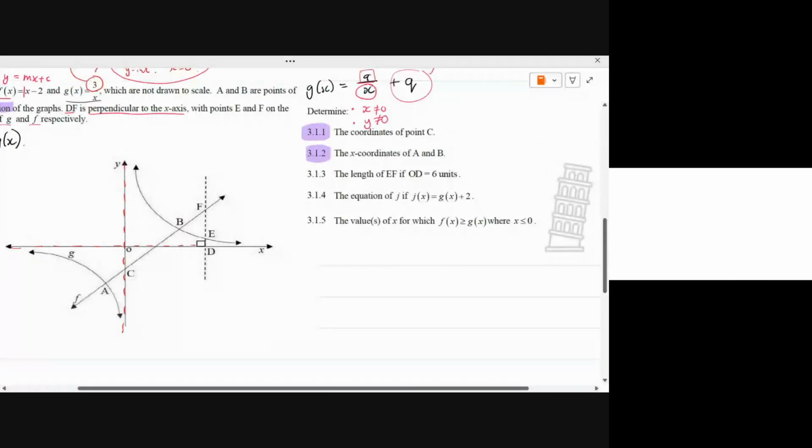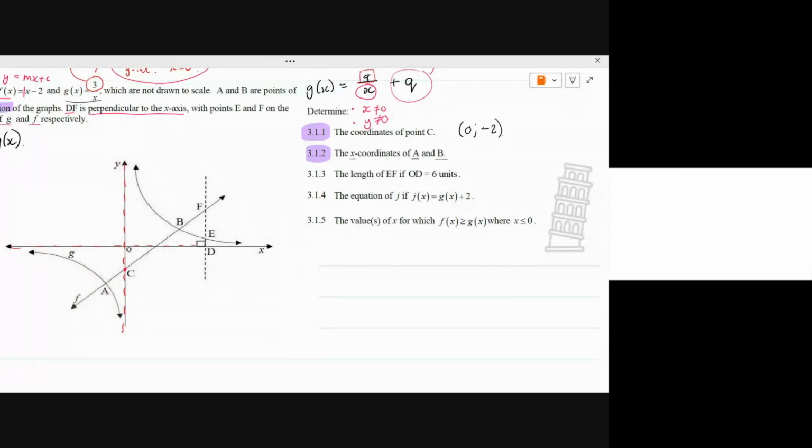All right, the first question says the coordinates of C. Now, if we look at C over here, we can tell that C is on the straight line graph, and it's the point where it crosses the y-axis, that is the y-intercept. So for the coordinates of C, the y-intercept, x will equal 0, and if I know y is equal to mx plus c, that's just -2 there. Easy mark.